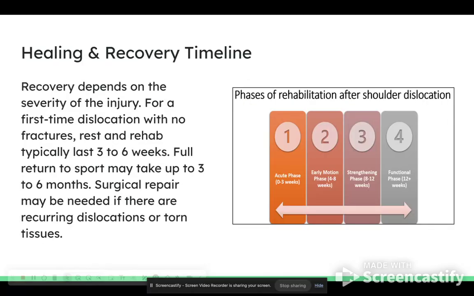Healing and recovery time. Recovery time depends on how severe the dislocation is. For most people, the shoulder is placed back into the socket and immobilized for 1 to 3 weeks. After that, physical therapy starts. Athletes can usually return to sports within 3 to 6 months. However, if the dislocation caused major damage, surgery may be required, especially in cases of repeated injuries.